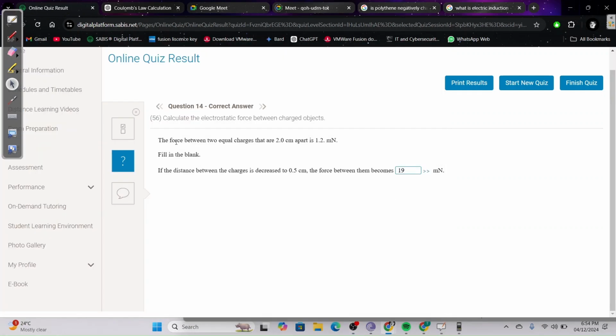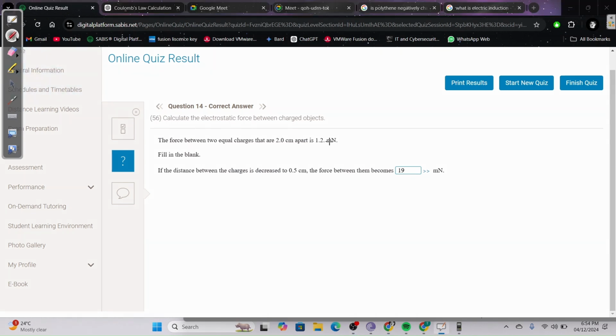Okay, so question 14. The force between two equal charges that are 2 centimeters apart is 1.2 newtons, sorry, not meter per newton. Keep this in mind because remember our units right here are in centimeters, 2 centimeters here and 0.5 centimeters here. Before we start working, I'm going to write down our formula. We're going to derive from a formula called Coulomb's law.